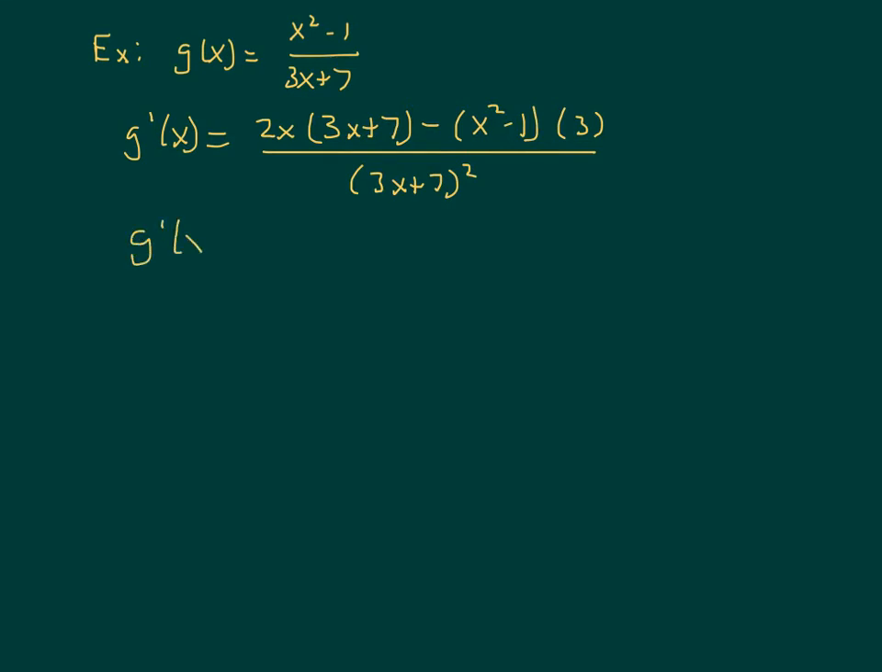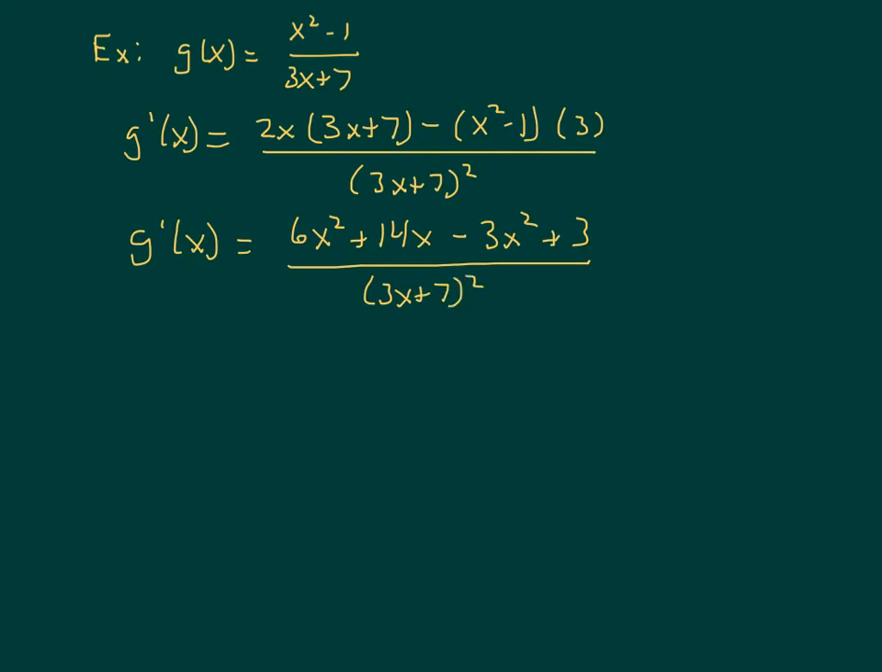I'd have g prime of x equals 6x squared plus 14x minus 3x squared. Now be careful because you've got a minus on there. So it'll be, and then it will be plus 3, all over 3x plus 7, that quantity squared. And when I combine like terms, I will get that this is going to be 3x squared plus 14x plus 3 over the 3x plus 7, that quantity squared. So in this case, I know that g prime of x is 3x squared plus 14x plus 3 over 3x plus 7, that quantity squared.